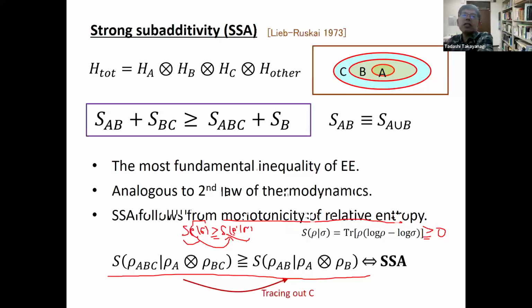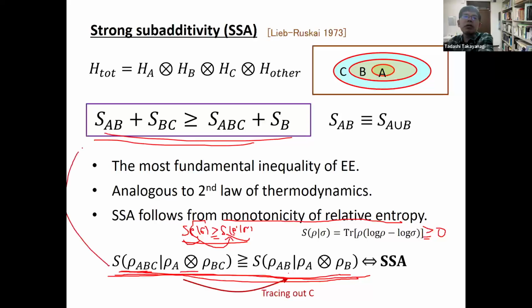So if we admit this, it's immediately clear that strong subadditivity holds, because we can show this. Right, this rho ABC and rho A times rho BC, just plug this in and we trace out C. Definitely this inequality is true. So this is just rewriting in terms of entropy, and these two are trivially equivalent.